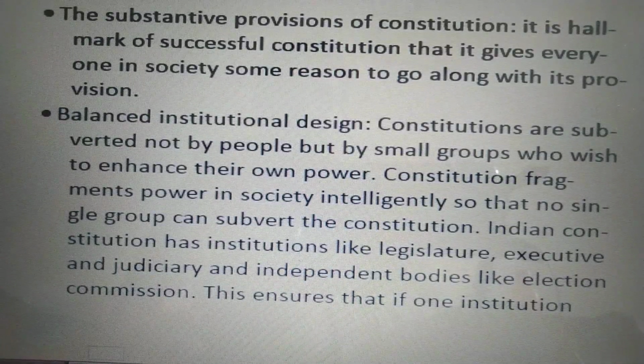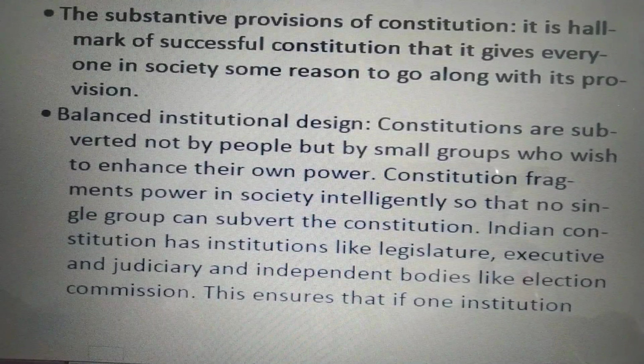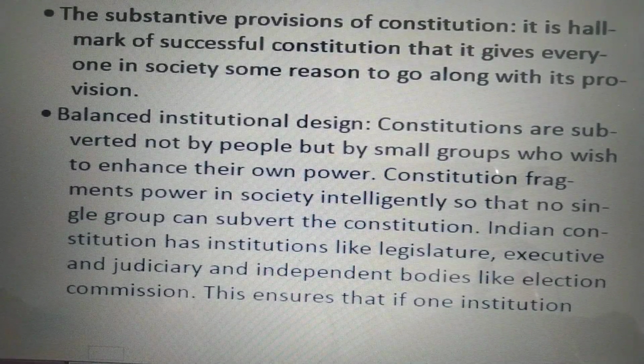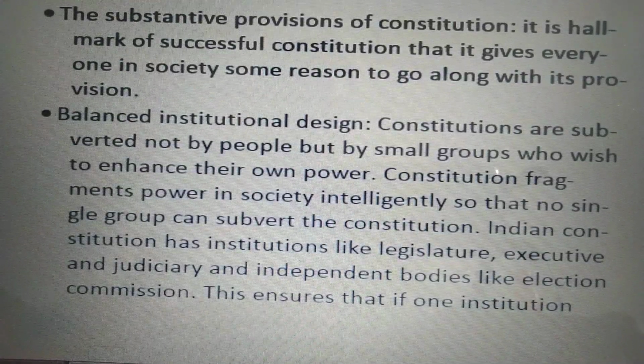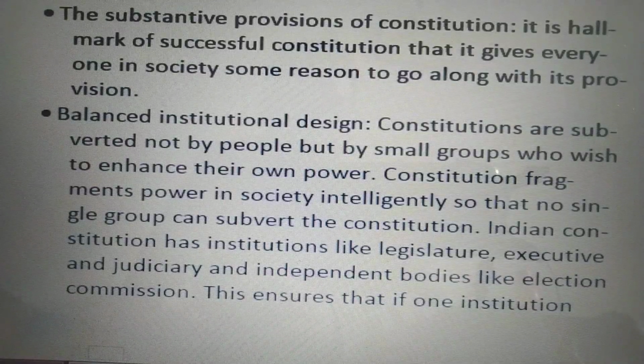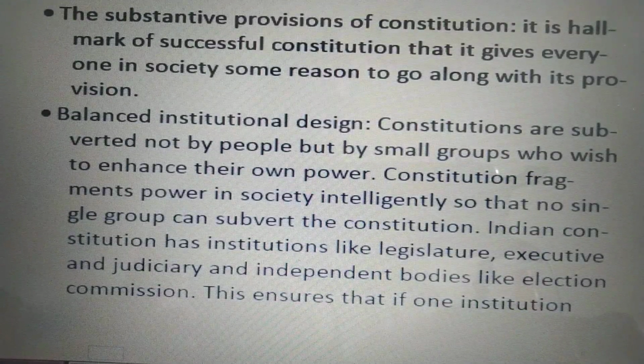The third factor is balanced institutional design. If we see constitutions around the world, we will find that constitutions are not subverted by people or the masses. Constitutions are subverted by the few people who want to enhance their own power.